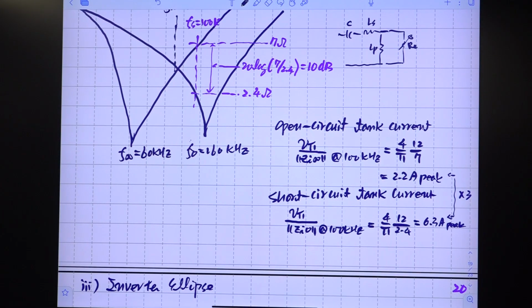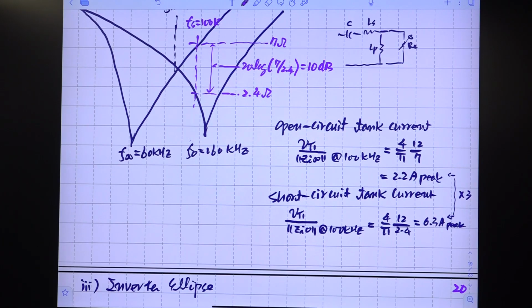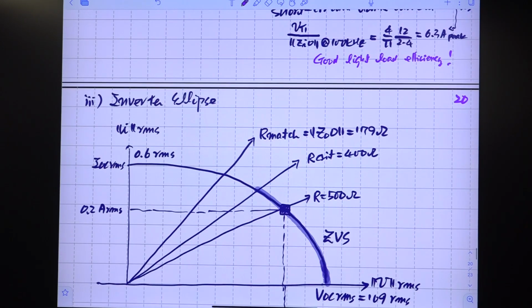So from here maybe you can expect, we hope the line load efficiency will be good or reasonable. Line load efficiency is expected somehow. Okay, and this is the inverter ellipse. This is very, very important.